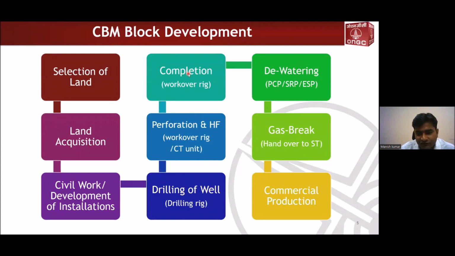And after completion of the CBM wells with artificial lift, that is PCP, SRP, or ESP, the dewatering of those wells starts. And further, after continuous dewatering, gas break is observed, and then the well is handed over to the surface team for commercial production.